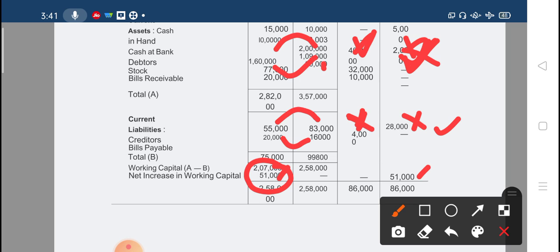So I hope you understood the rules which are applied in treatment of the increase and decrease columns concerned with the current assets and current liabilities. Thank you very much.